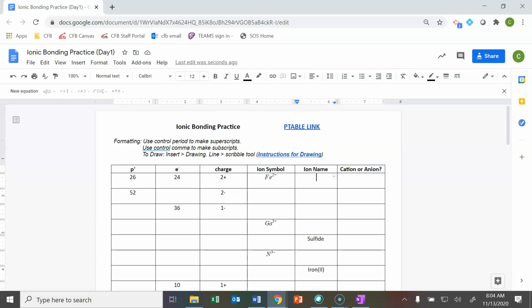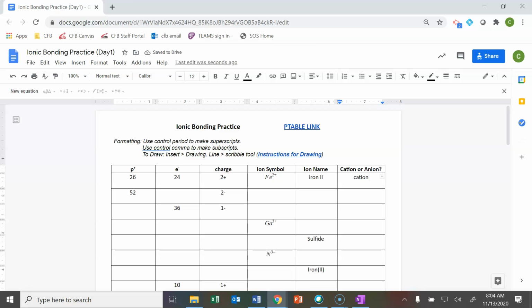The ion name. So this is where you would want to look at our notes, and you'd see the place where it tells you if this is one that needs a Roman numeral or not. This is one of those that needs a Roman numeral. So I need to put a Roman numeral for the charge. Our ion name is iron, and then I'm going to put the Roman numeral for 2, which is II. You could put that in parentheses if you'd like, or you don't have to. Either way. Cation or anion, that's just, is it a positive or a negative charge? Since it's positive, that's a cation.